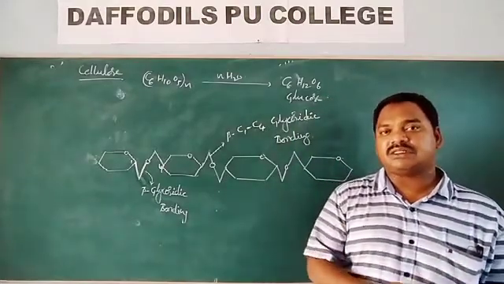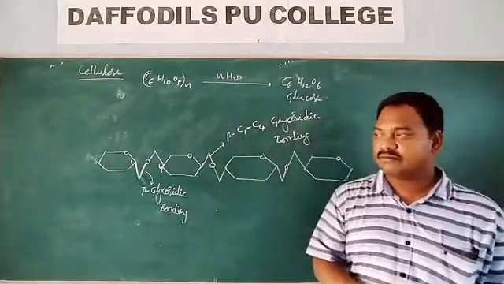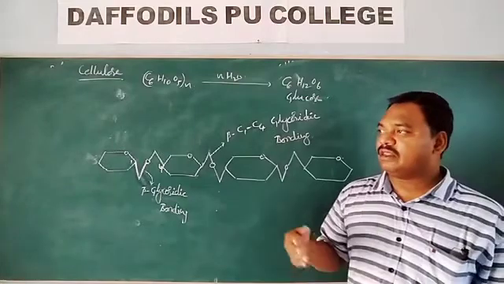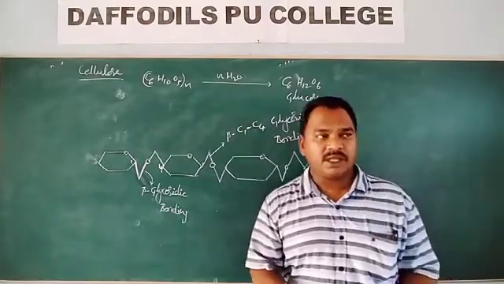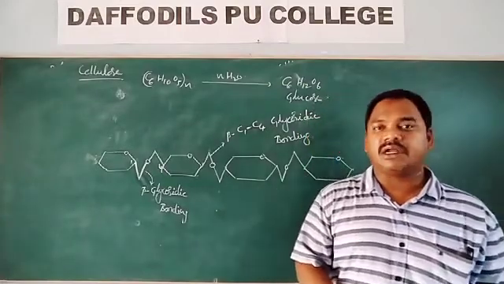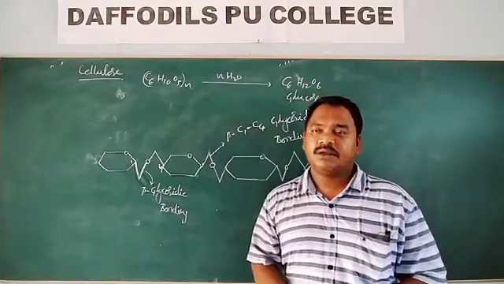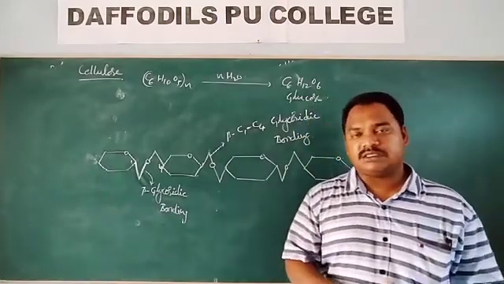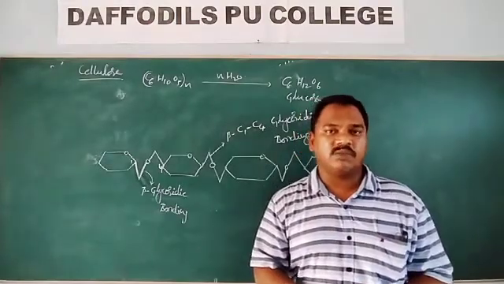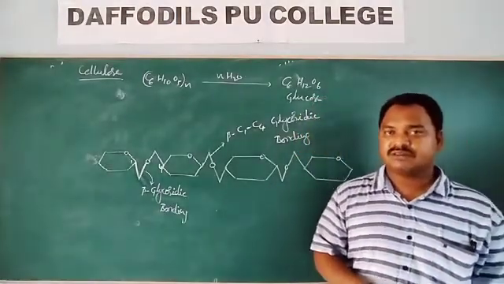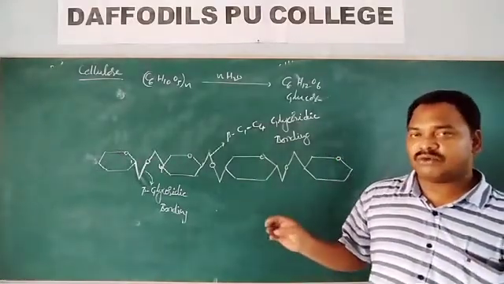Energy is stored in the form of glycogen in our body. Another use of these carbohydrates is that some of the antibiotics also contain carbohydrate moieties. Next, nucleic acids, DNA and RNA, also contain carbohydrate moieties. So all these are the uses of carbohydrates.